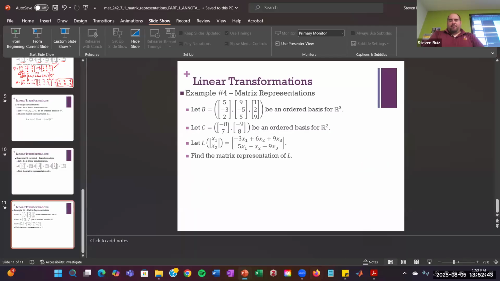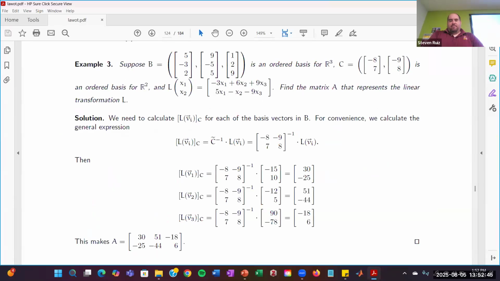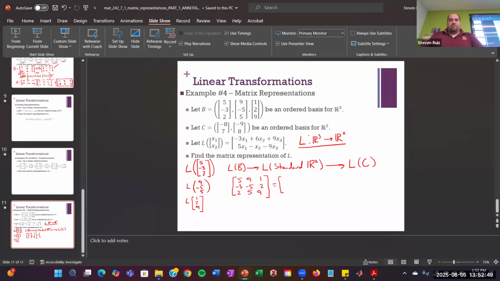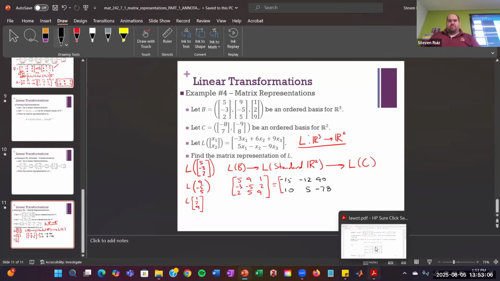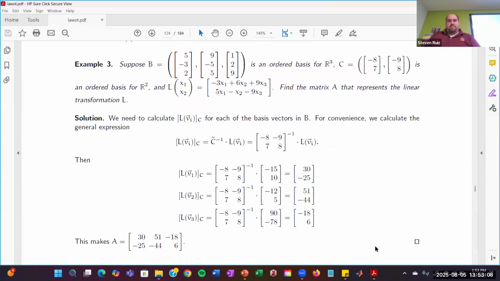Let's just go look at it again. Negative 15, 10, negative 12, 5. Nine, okay, I couldn't remember where the negative sign was. 90, negative 78. 98? Yeah, okay.